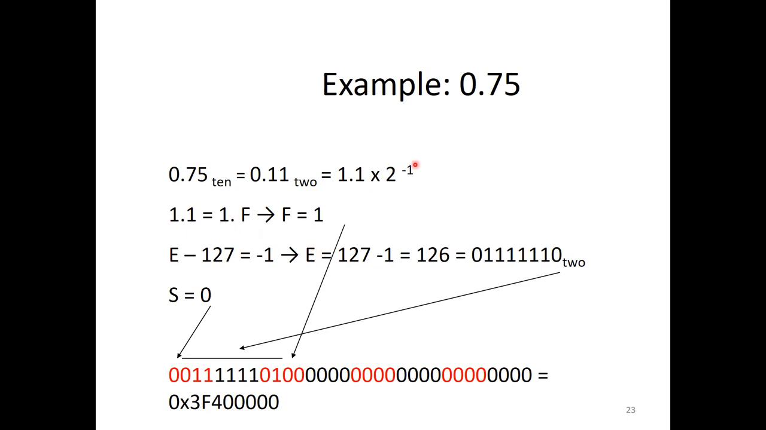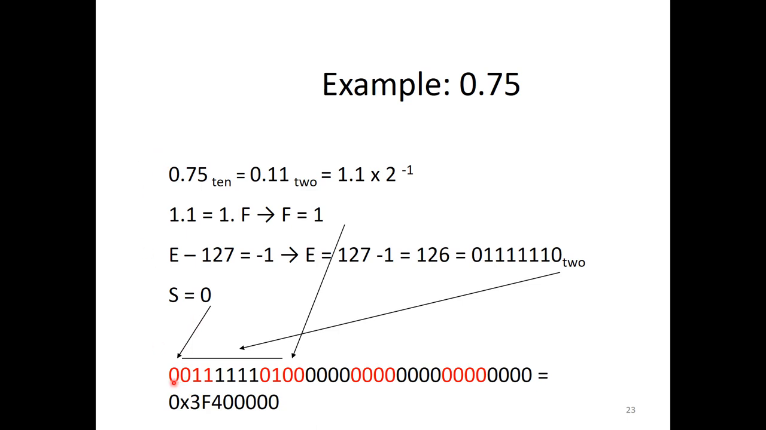In the last example, this exponent was 5, that was E minus 127 equal to 5, so E would be 5 plus 127, which is 132. So the value was 132 there. Here it is 127 minus 1, which is 126, and 126 can be written as 01111110, and S is 0 because it's a positive number.